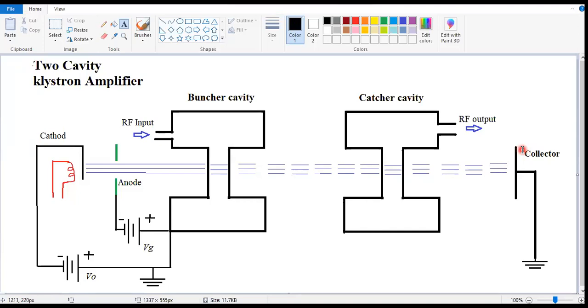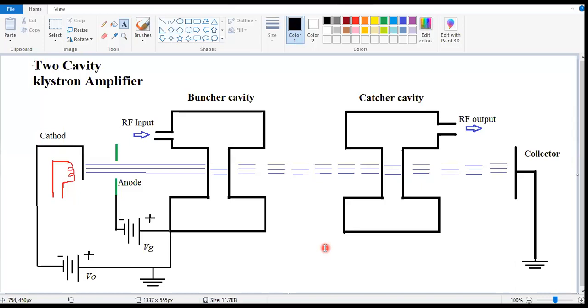Now if you look at the characteristics of the two cavity klystron, in terms of the efficiency of this entire device, the efficiency is about 40%. Microwave conventional devices have comparatively low efficiency, so the efficiency of this two cavity klystron is around 40%.